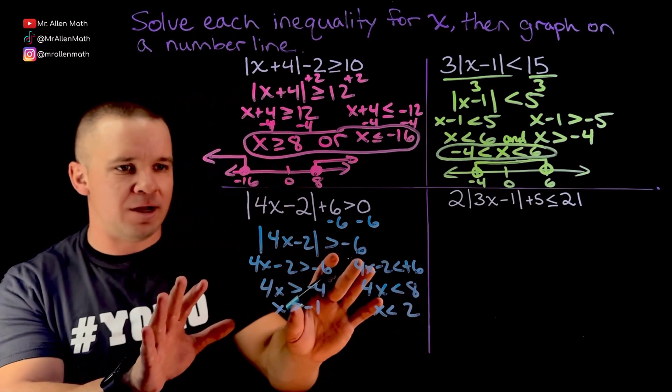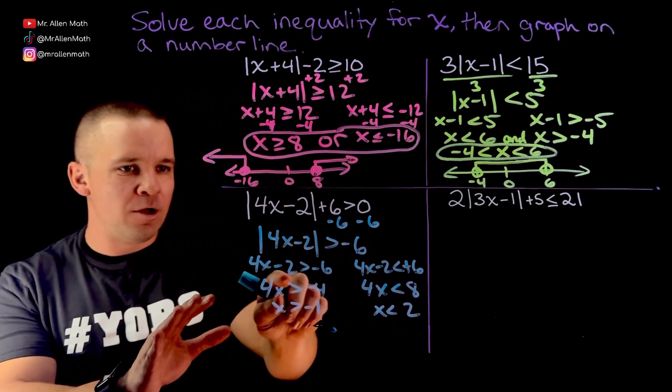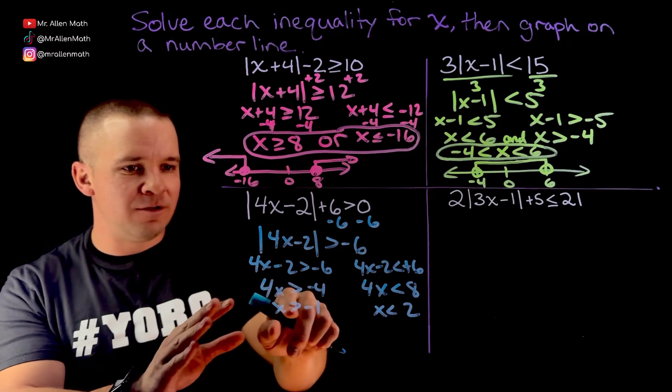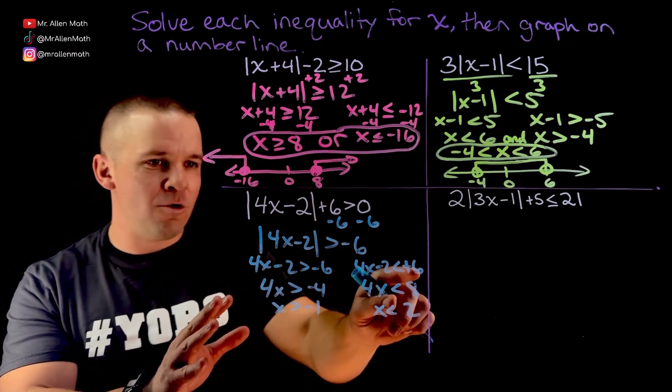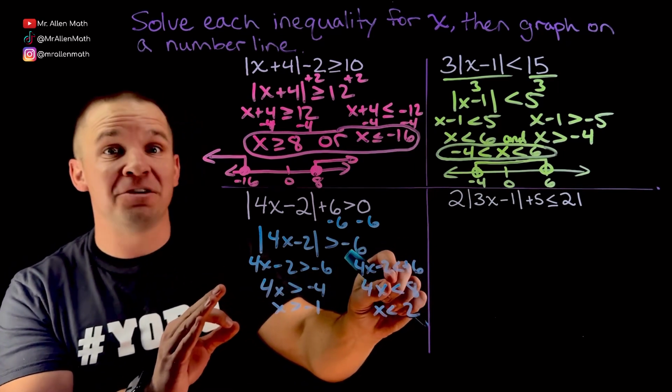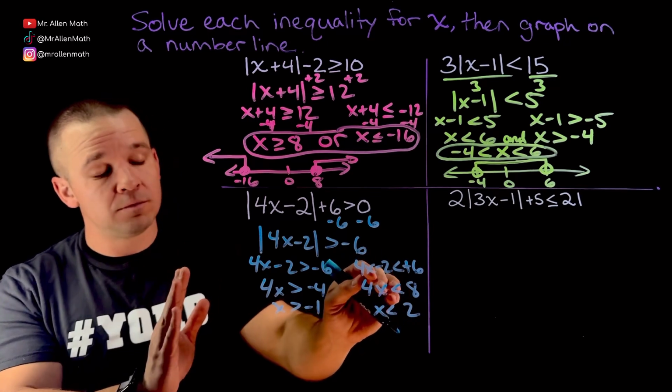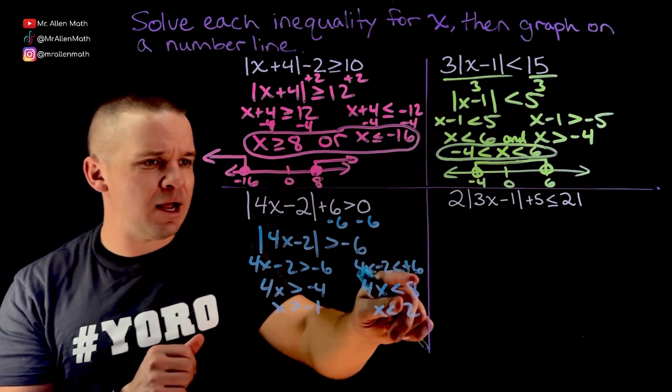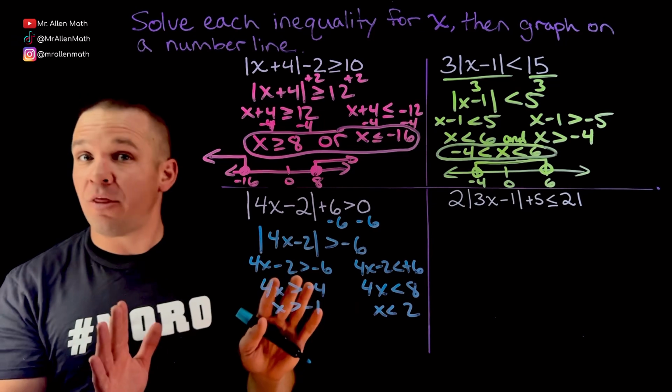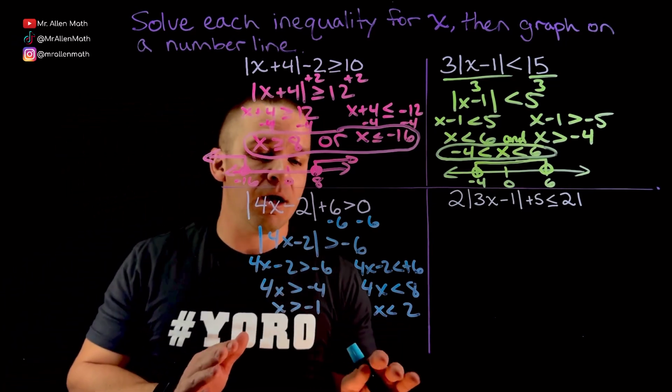Let me double check that right now. Make sure I didn't screw anything else up. We added 2. Cool. Divide by 4. Excellent. Here, we've got it less than positive 6. Close call. And we add 2, we get 8. Divide by 4. Okay, cool. I think we're good, guys. I think we're good. All right.